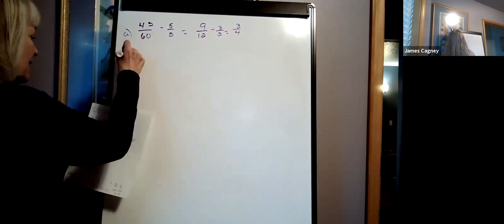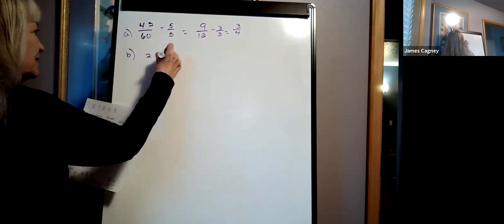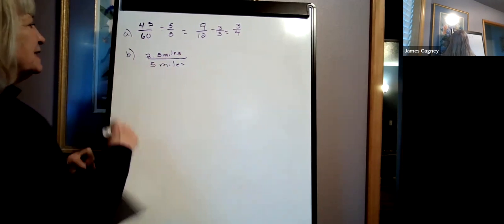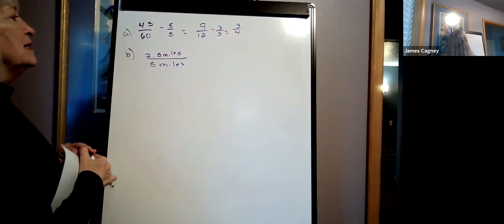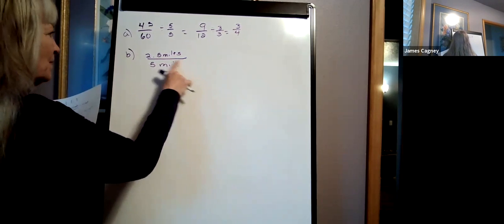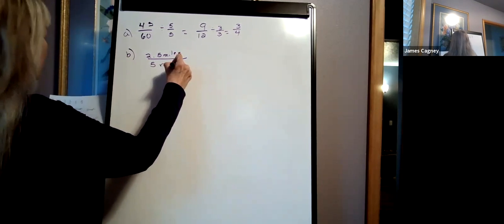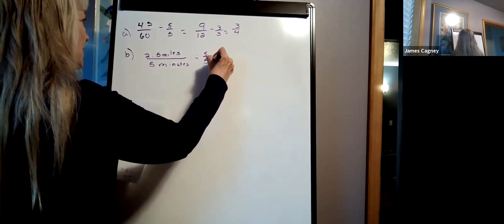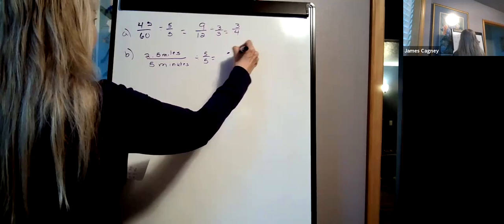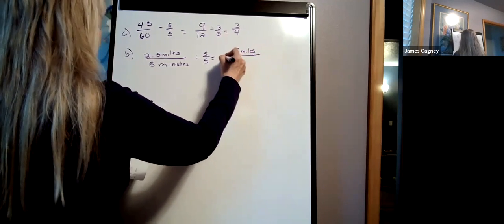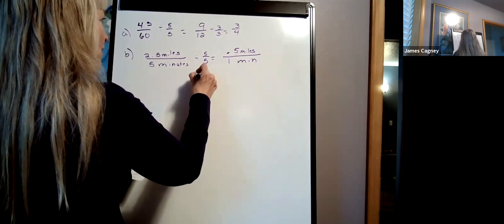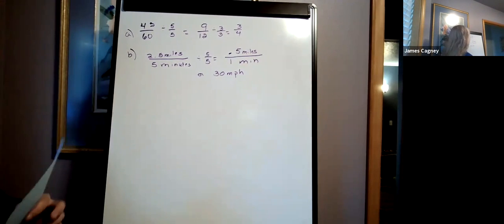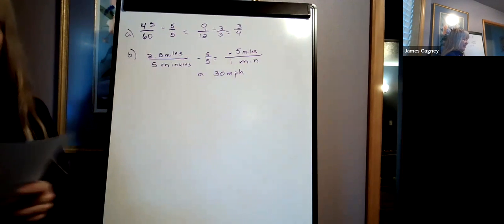For B, I had 2.5 miles per 5 minutes. What they wanted to do was do a unit rate. So they wanted to know how far did you go in 1 minute. And I put miles both places. This should be 5 minutes. So if I divide both the top and the bottom by 5, because I want a unit rate, I am going to get 0.5 miles per 1 minute. Or this would give me 30 miles per hour. Usually we do things in miles per hour. This one wanted a unit rate, so 0.5 miles in 1 minute.